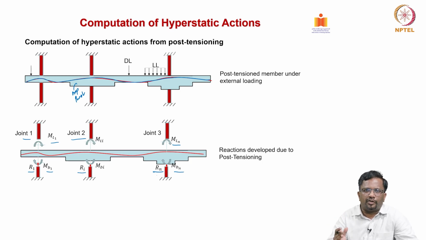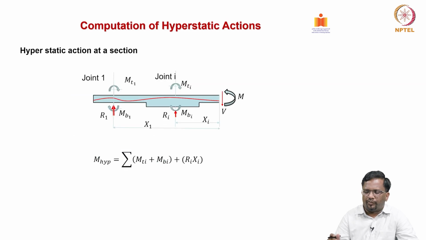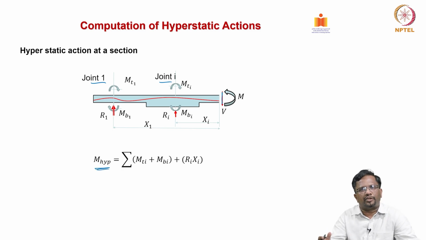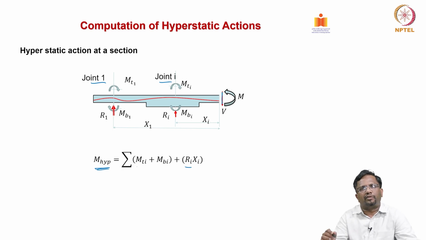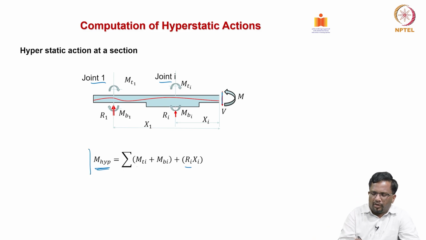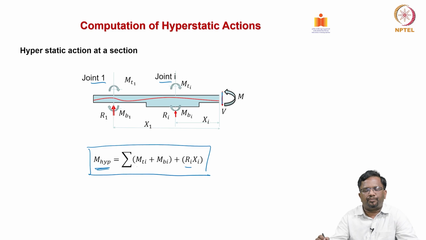Now, to find out the hyperstatic moment at a particular section, let us say this is your joint 1, this is joint I, and this is the section at which I am trying to calculate. The hyperstatic moment will be the summation of all the joint moments at the top and bottom plus the reactions coming from each support multiplied by the distances of the reactions from the section I am considering. So, you sum all of them, and that is how you get your hyperstatic moment. In this way you can calculate your hyperstatic moment.